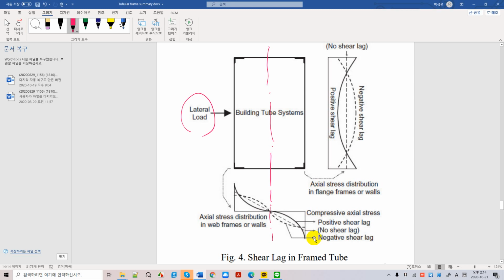Okay, this is very important, and I hope you understand this mechanism by now. Of course, when you have lateral load this way, this will be a tension column load here, compression column load. Right? This is tension phase, compression phase.